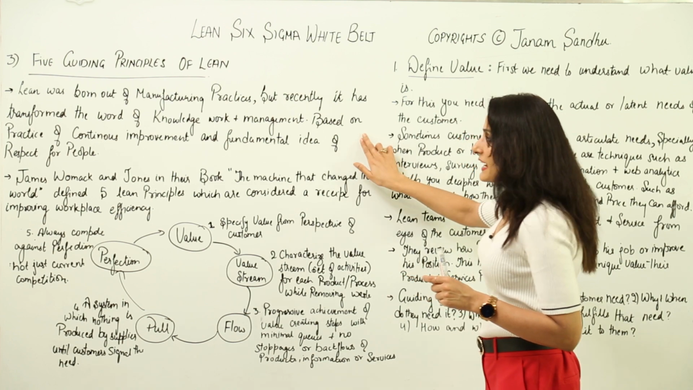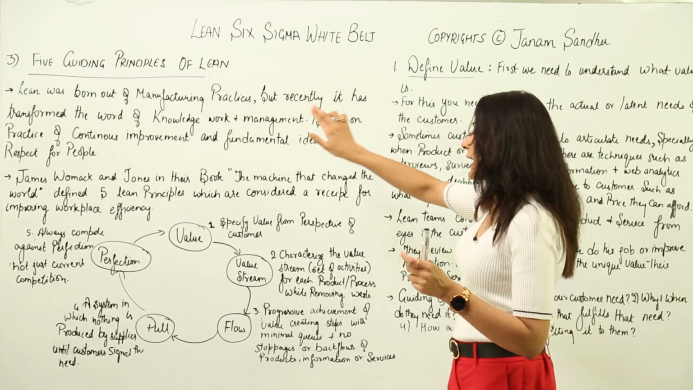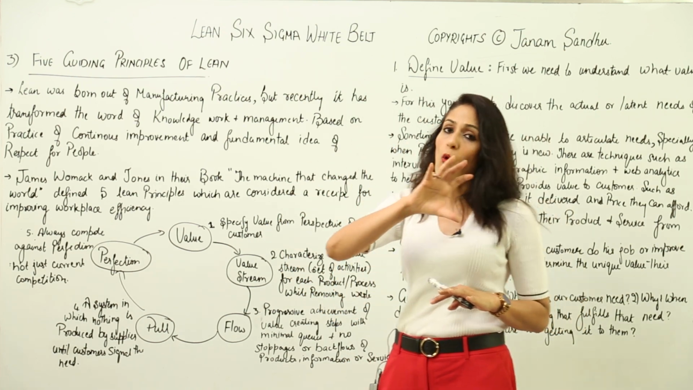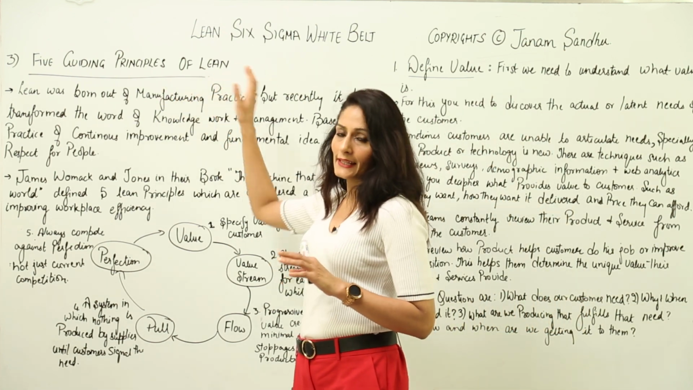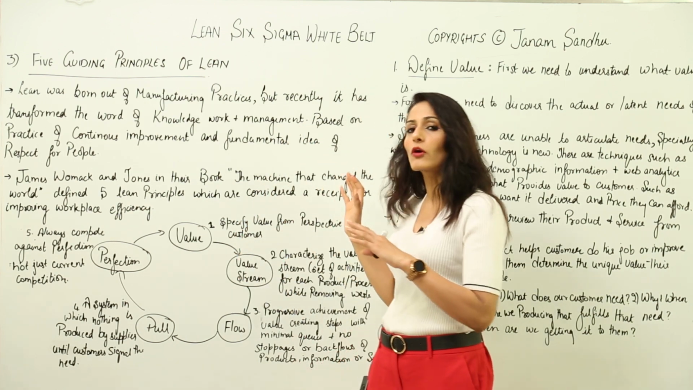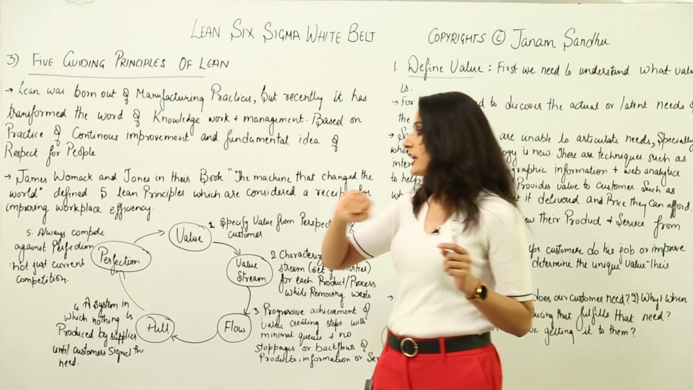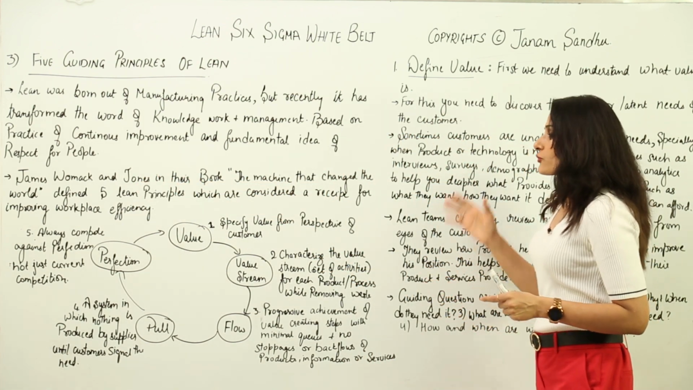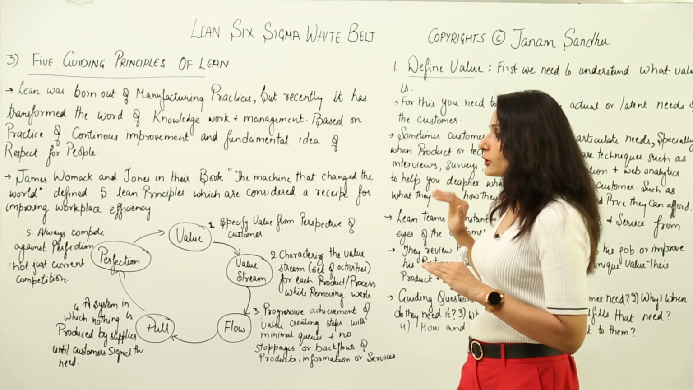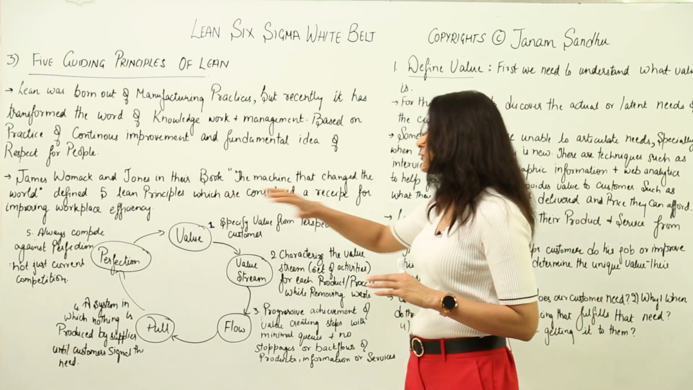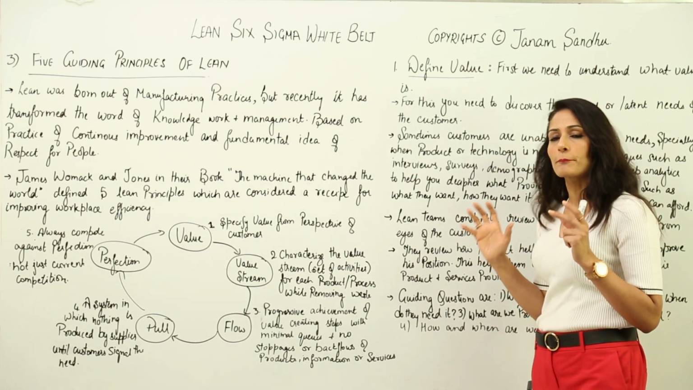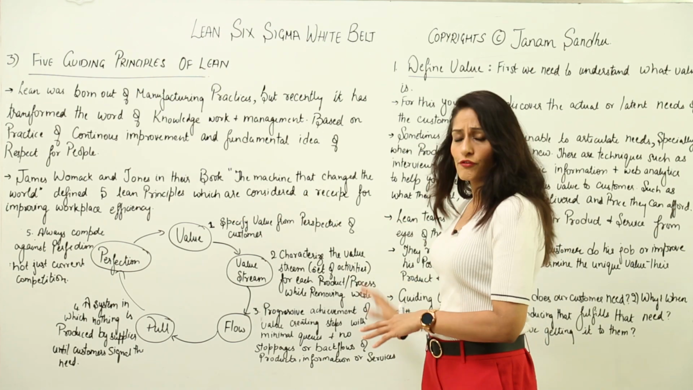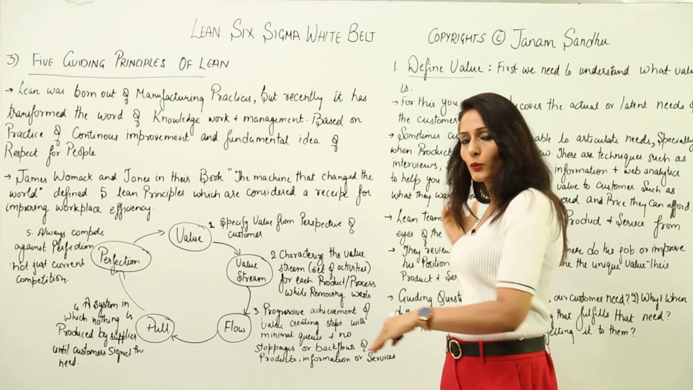So based on the practice of continuous improvement and the fundamental idea of respect for people, we get 5 core guiding principles of lean, and these were first mentioned in the book which I named earlier, written by James Womack and Jones, and they gave us these 5 principles. They gave them in The Machine That Changed the World, and defined 5 principles which are considered a recipe for improving workplace efficiency, right? So this is the gist of all the 5 principles, then we will take each one in detail.